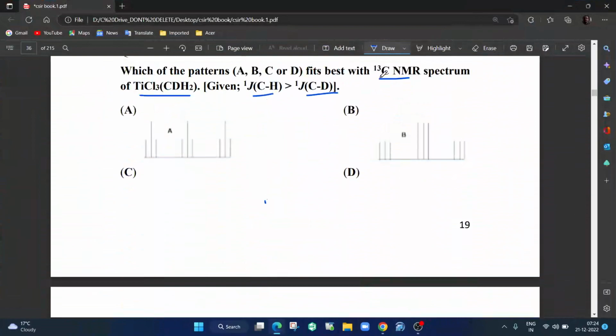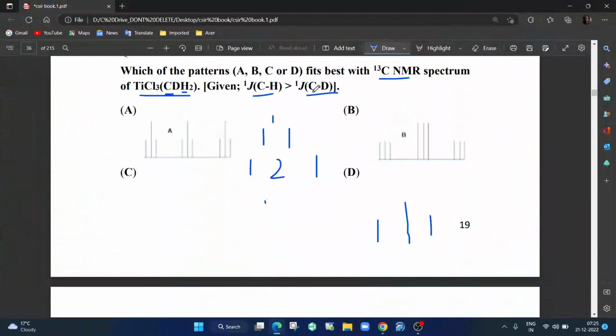So C13 will be first split by hydrogen in this compound. How many hydrogens are there? 2 hydrogens. So how much will it split? 2 plus 1, so that will come as a triplet. And a triplet, how do we know? It follows Pascal's rule. So a doublet will be of the ratio 1:1, a triplet will be of the ratio 1:2:1. So the first triplet will be 1:2:1, something like this. Like this will be your first splitting.